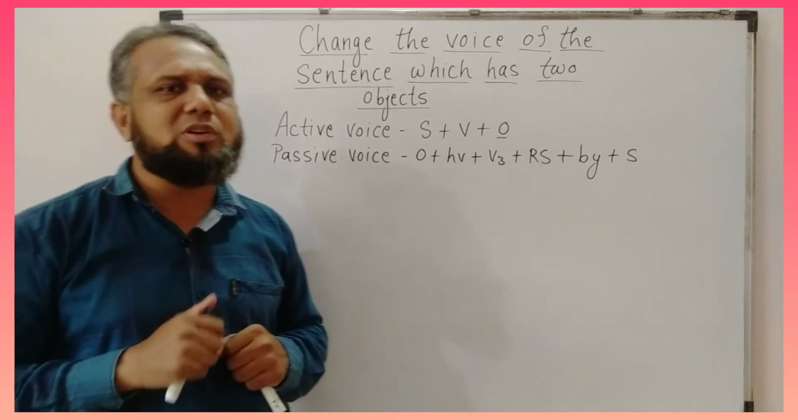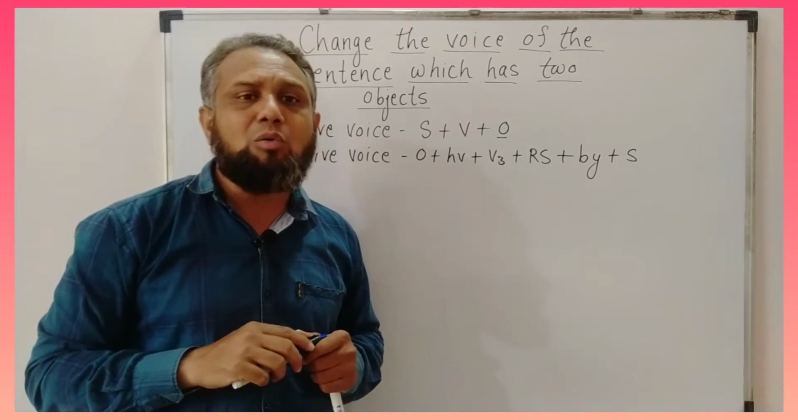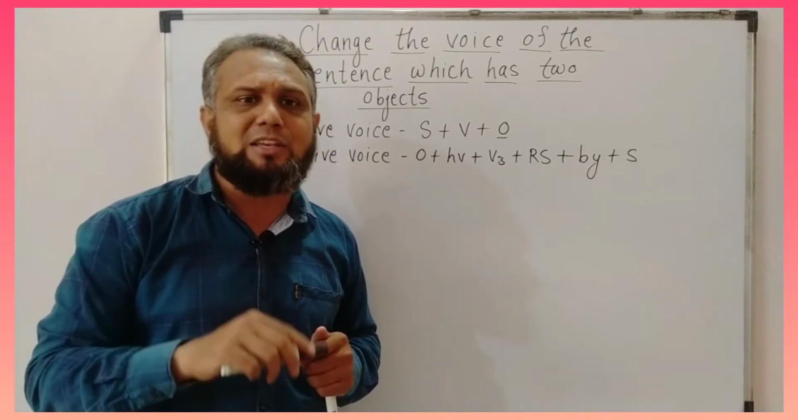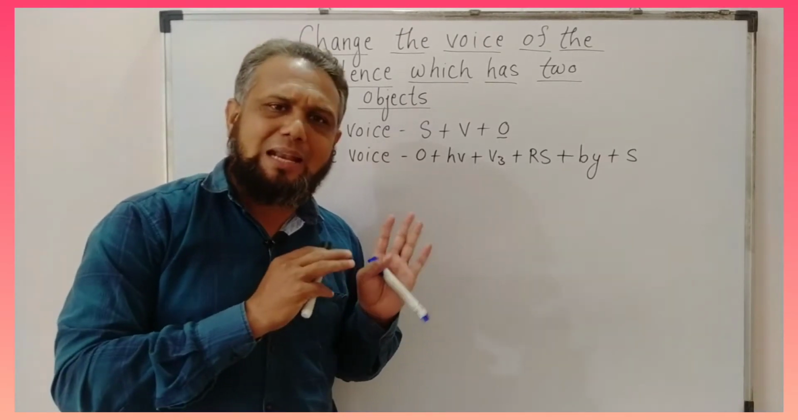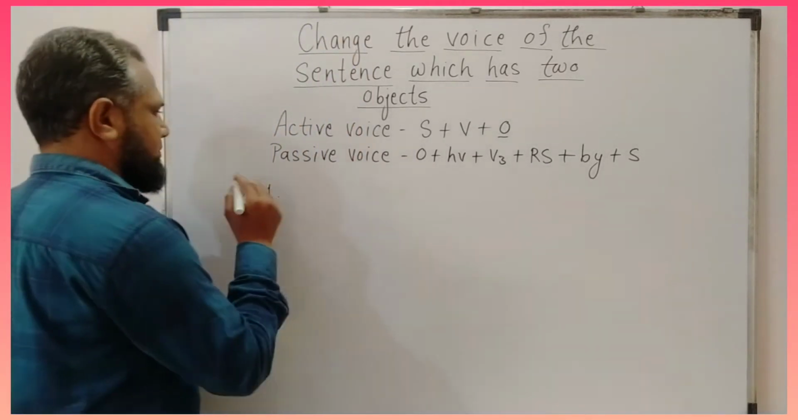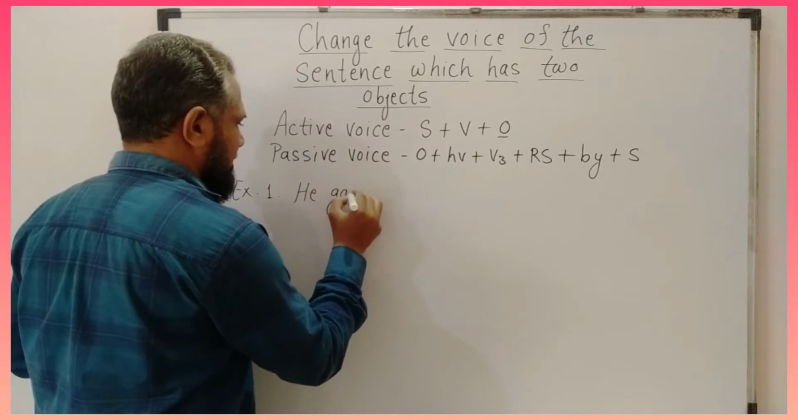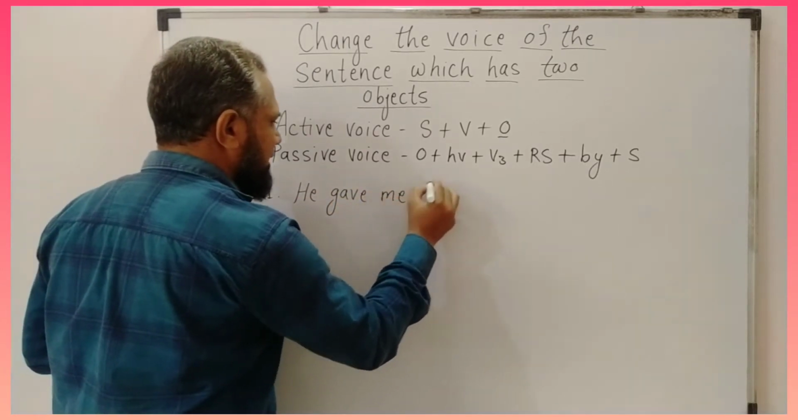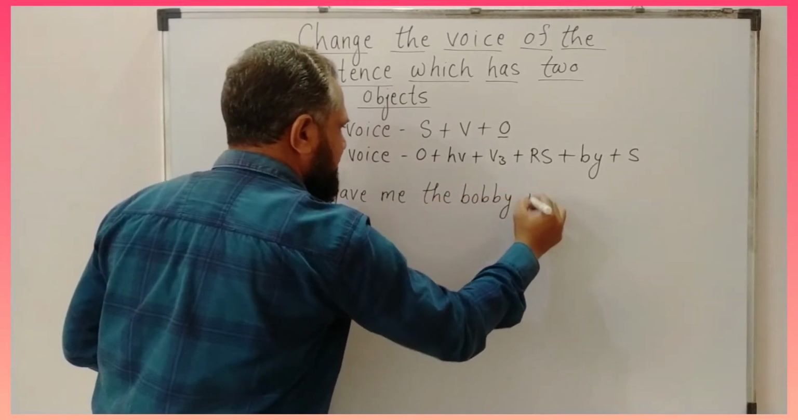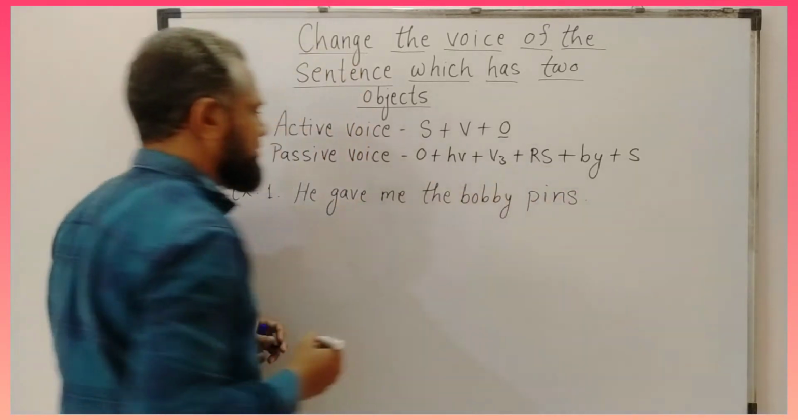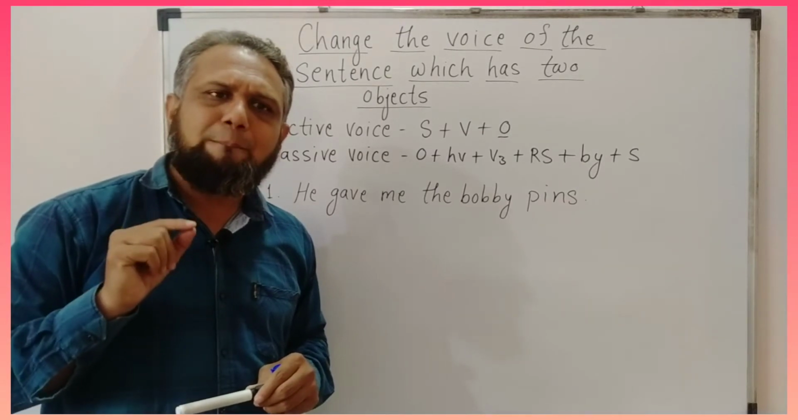Now the question before us is, if there are two objects in the sentence, then how can we transform the sentence from active to passive voice? Okay, so first of all let us take an example. The sentence is: he gave me the bobby pins.